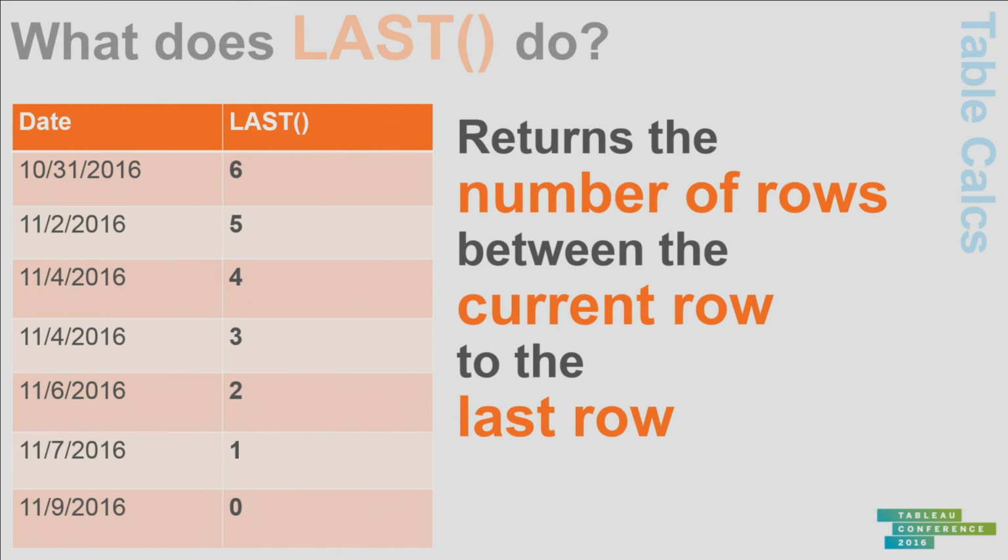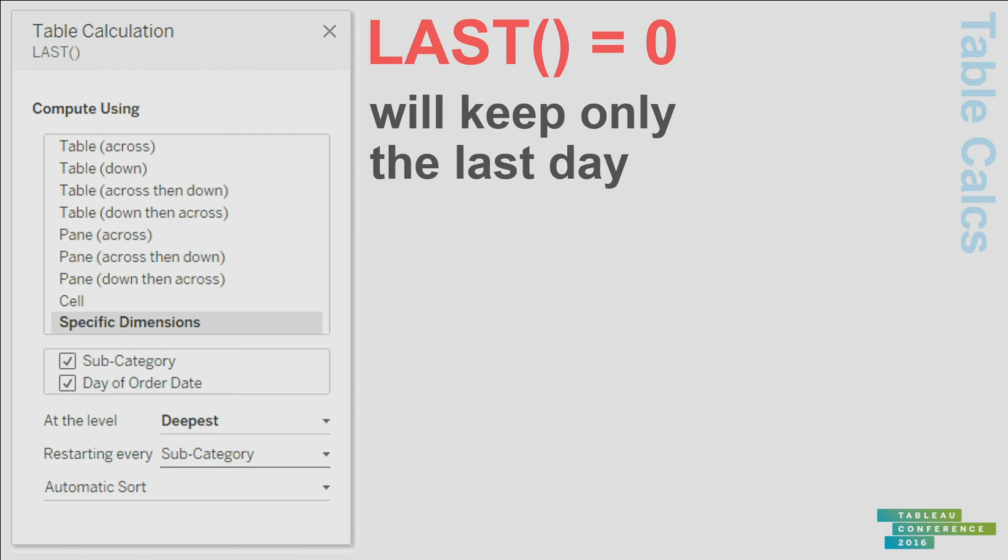So there aren't actually 6 days in between Halloween and November 9th, right? Tableau is just looking at the points on the view, or the rows on the view, and it uses that to count down. So I know that my last point on the view is always going to mean last equals 0, and it's not actually looking at the date value. So I can use that as a filter, right?